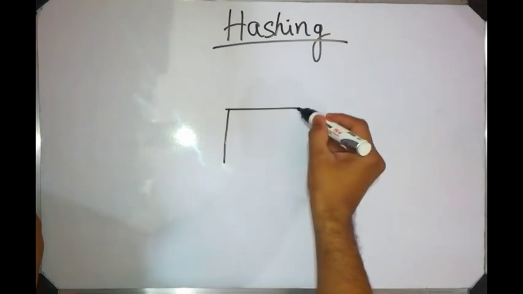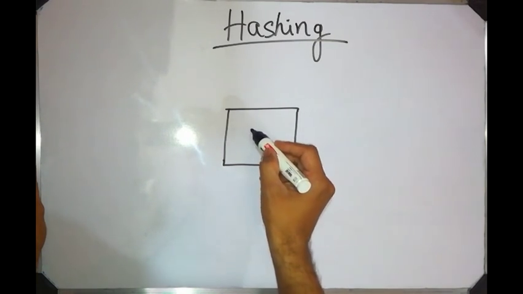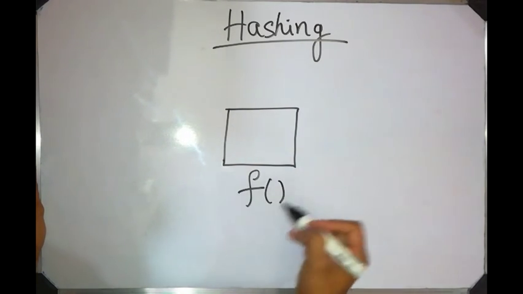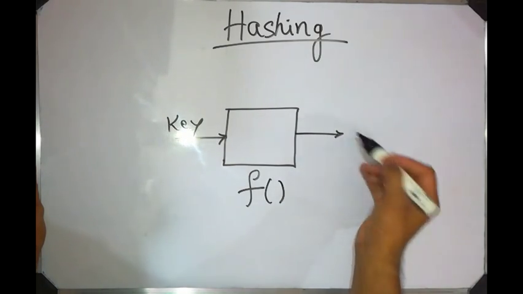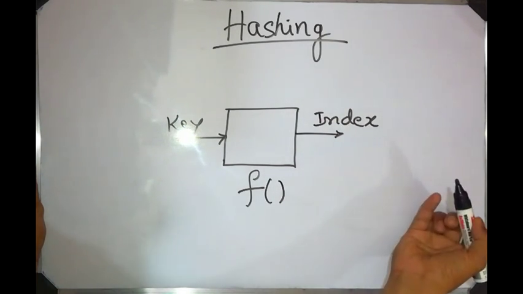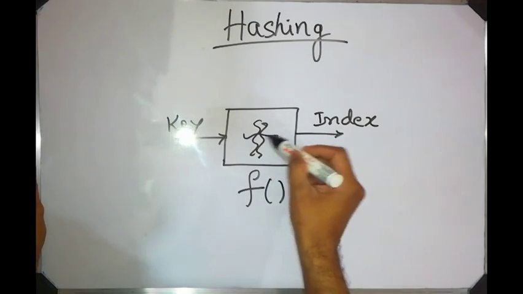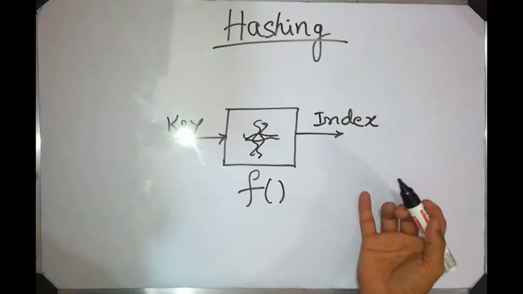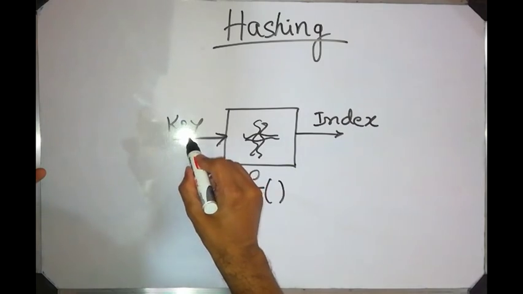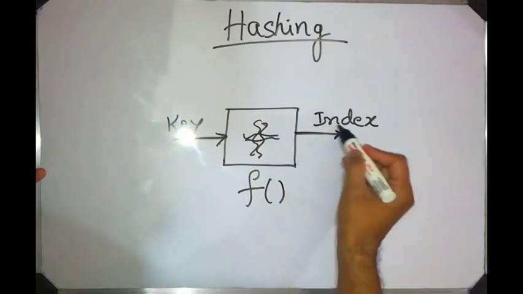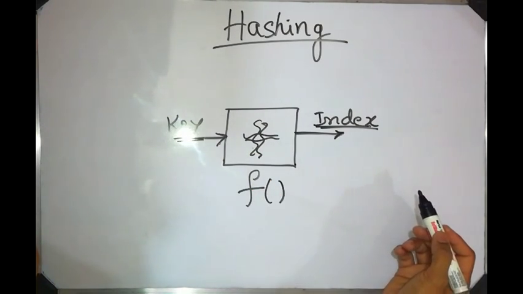You can consider hashing as a box or a function, some function which takes a key as the input and gives out the index. It does some kind of manipulation, some kind of mathematical function. So the input for that hashing function is the key, and the output after the manipulation is the index where the record with this particular key has to be stored, right?